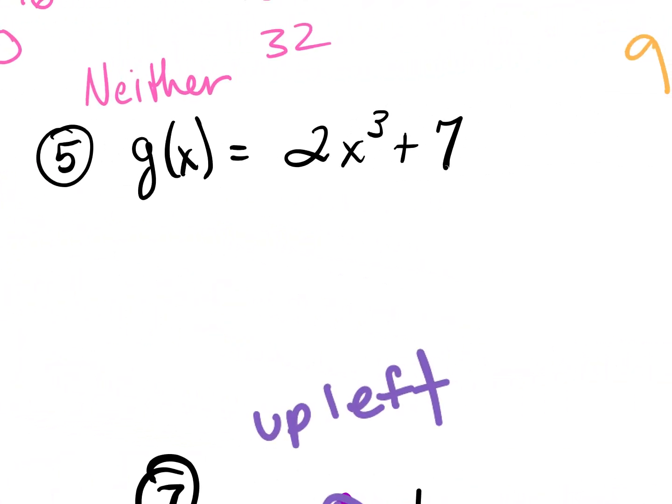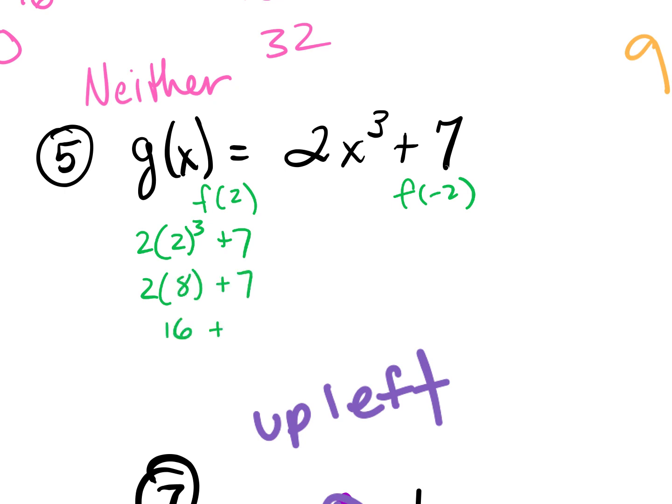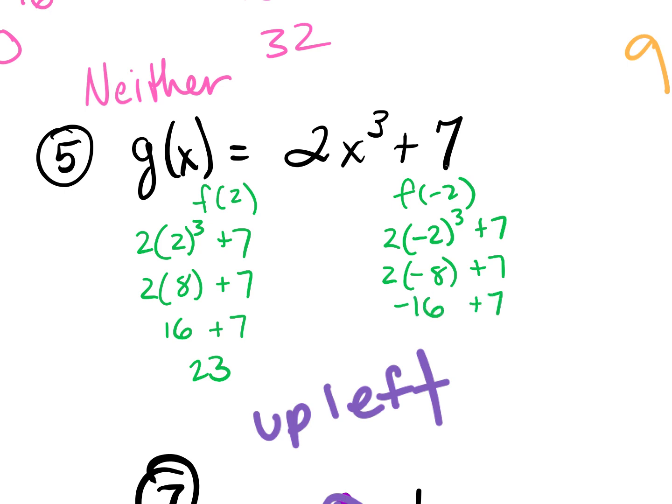And then number 5, I'm going to plug in 2 and negative 2. So 2 times 2 cubed plus 7. This would be 2 times 8 plus 7. 16 plus 7 would be 23. Plug in negative 2. I have 2 times negative 2 cubed plus 7. So this would be 2 times negative 8 plus 7. Negative 16 plus 7 would be negative 9. So these are different numbers. So this is, again, neither.